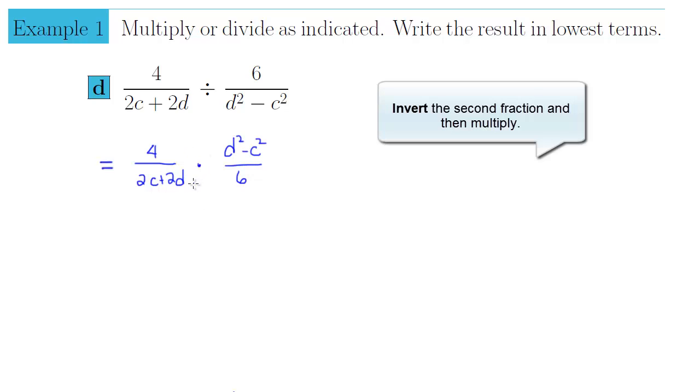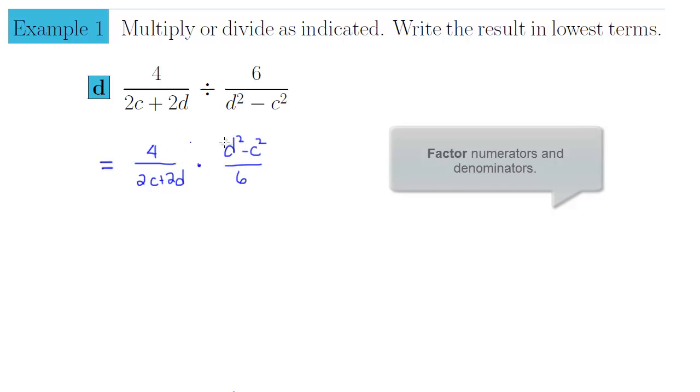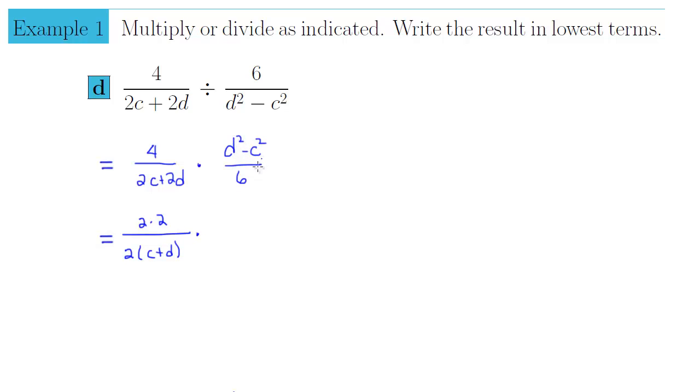Now, to multiply this out, the first thing we'd want to do is factor all of the polynomials so that we can cancel things that are alike. So 4 is 2 times 2. 2c plus 2d, well, we can take out the common factor of 2. That leaves us with c plus d. d squared minus c squared, that's a difference of squares. d minus c times d plus c. And 6, that's equivalent to 3 times 2.